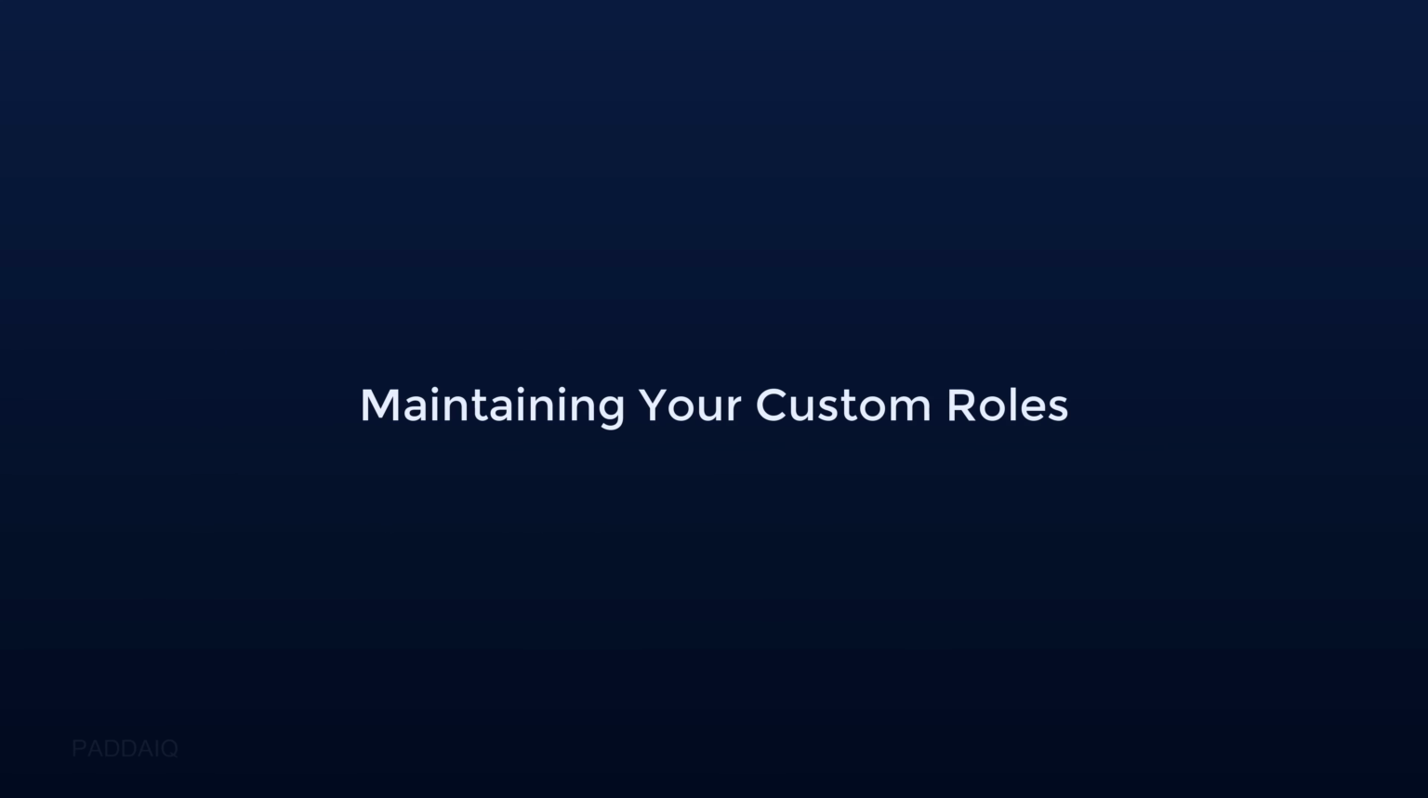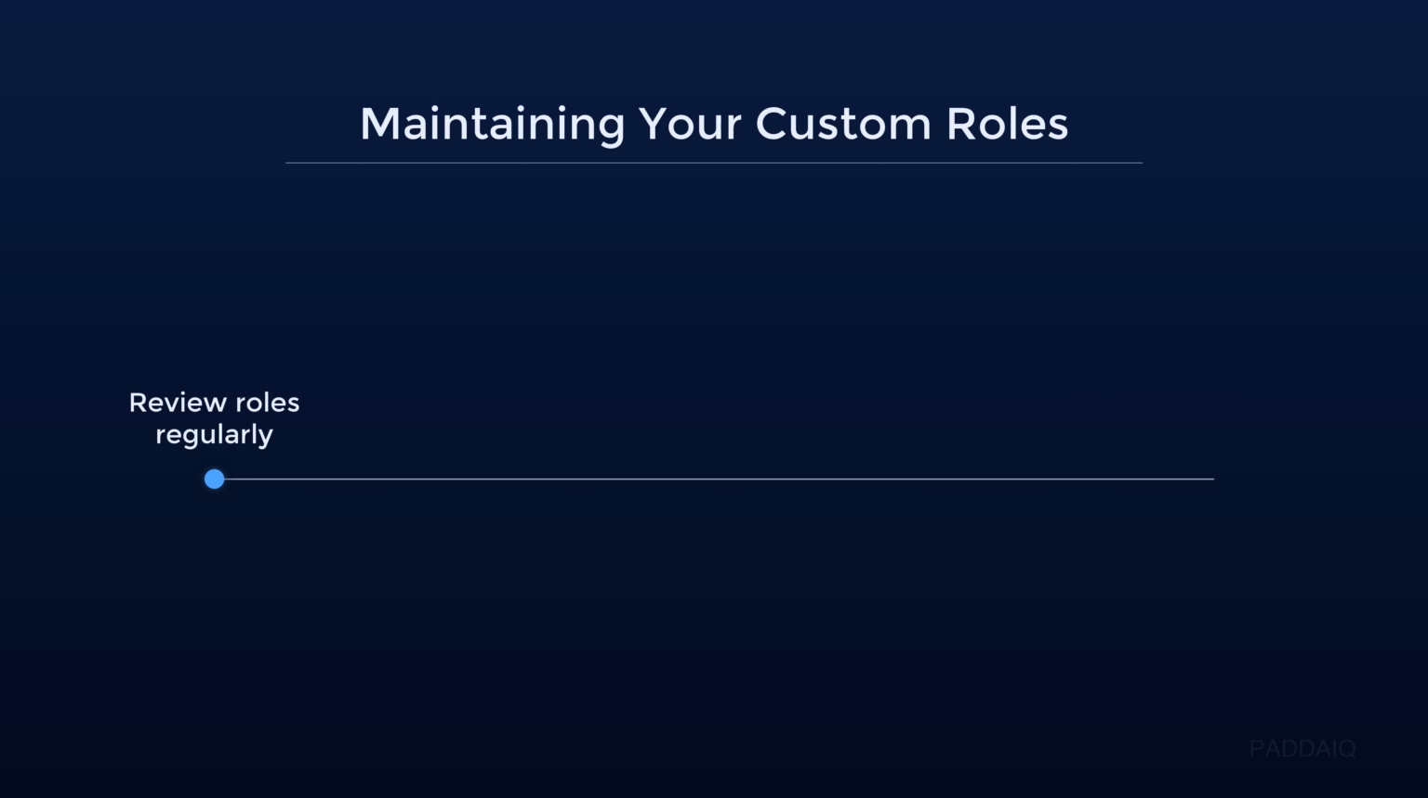Maintaining your custom roles effectively and securely. Review roles regularly. This means periodically checking your SAP BTP custom roles to ensure they still grant only the necessary permissions. For example, if an employee changes departments, verify their old access is removed to prevent security risks. This proactive habit is essential for maintaining a secure and compliant system.